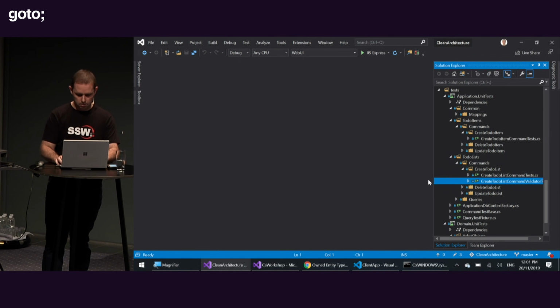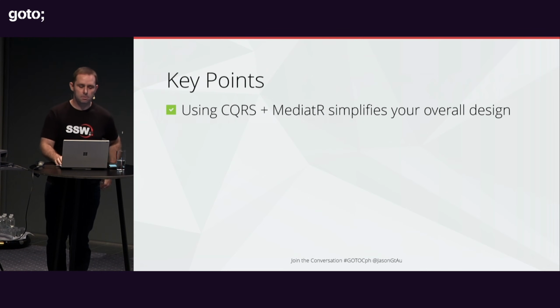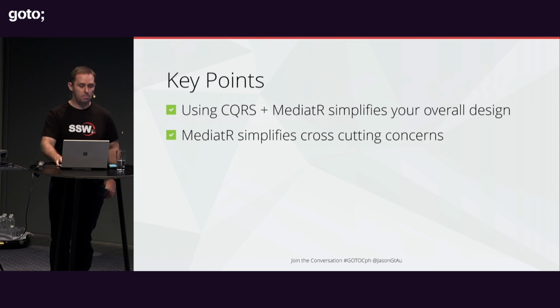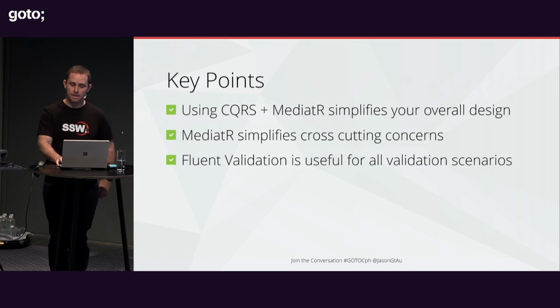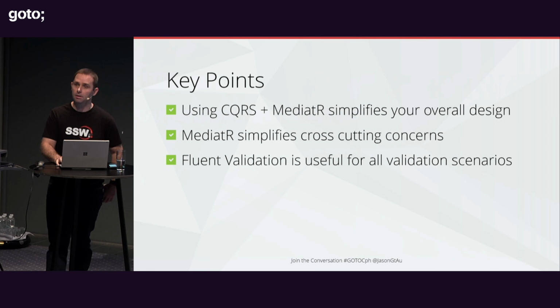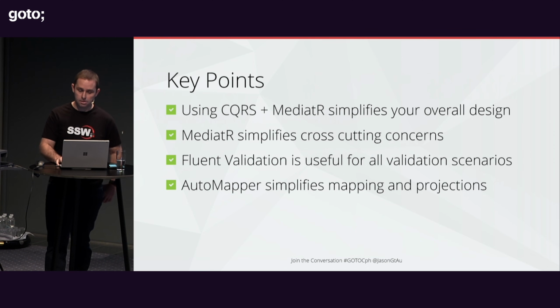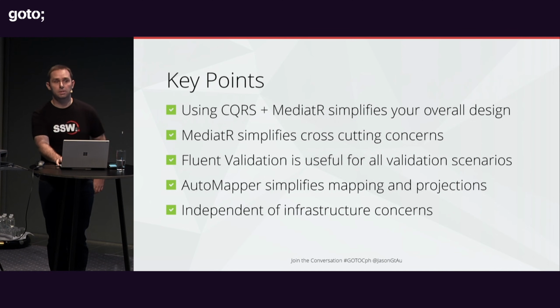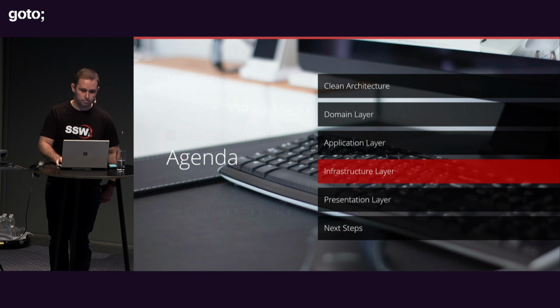All right. So key points. Using CQRS and Mediator simplifies your overall design, and what's more, Mediator simplifies the cross-cutting concerns with that pipeline of behavior. Fluent validation is useful for all validation scenarios, so not just simple scenarios like data annotations. AutoMapper can be used to simplify your mappings and projections, and this application layer is independent of infrastructure concerns. We interact with infrastructure only by way of interfaces.